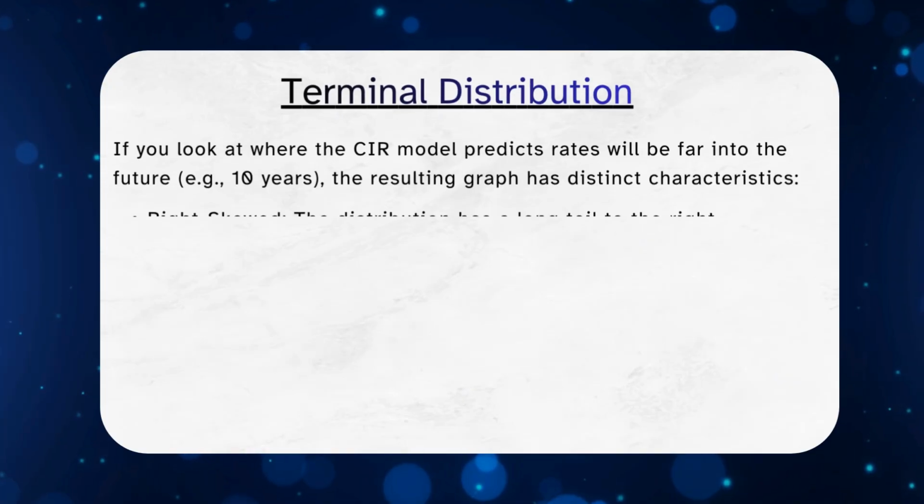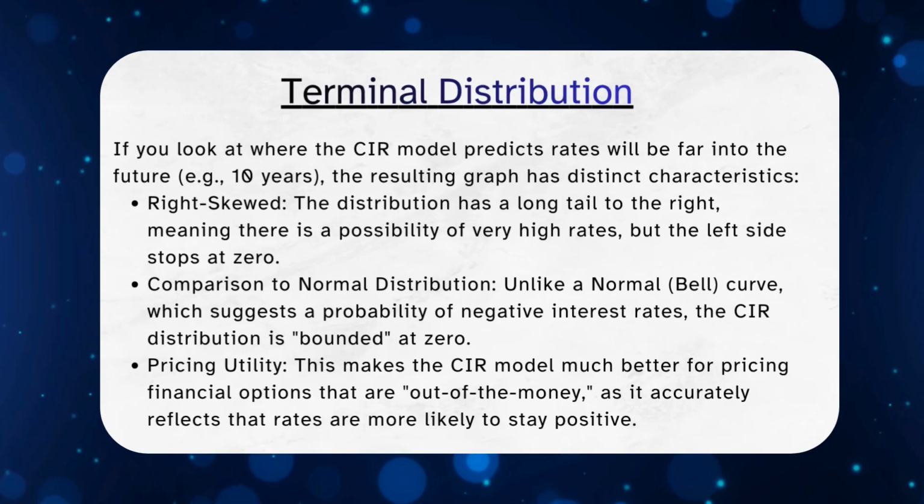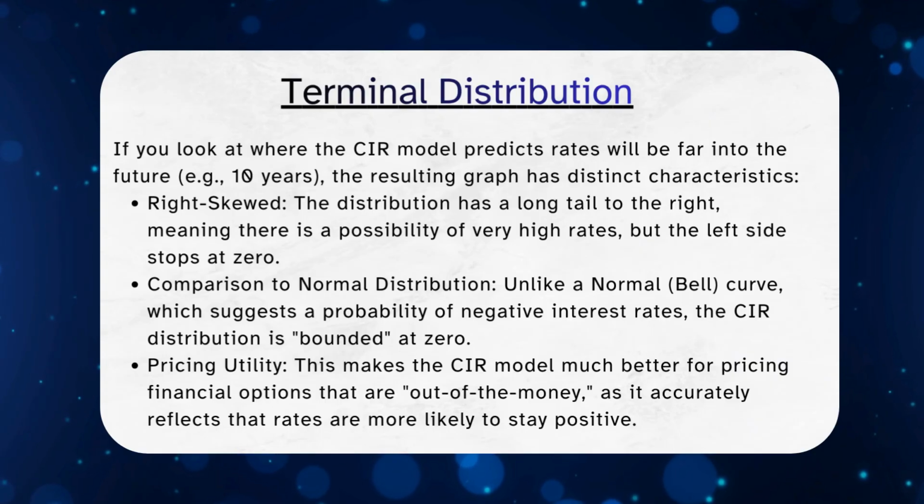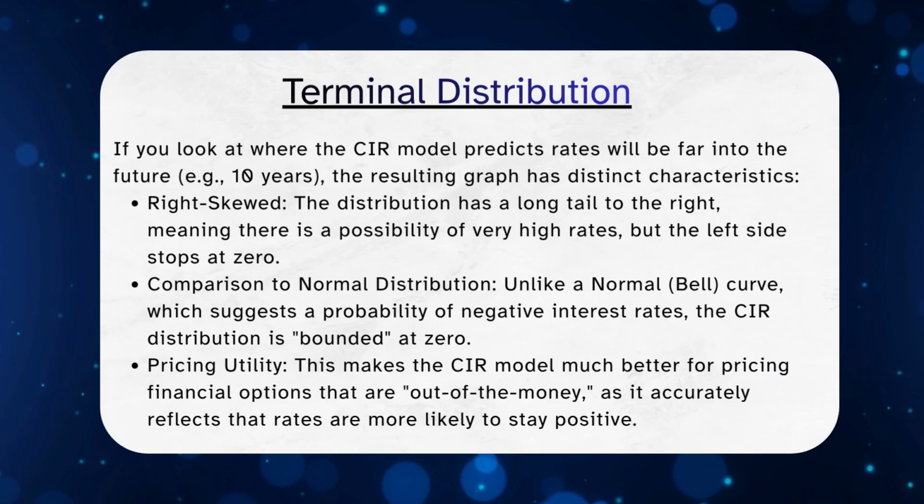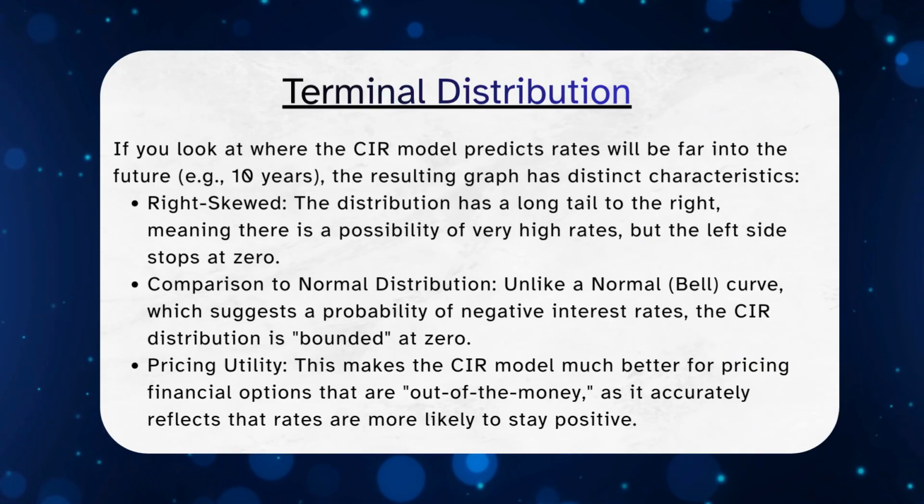Finally, let's look at the long-term horizon. If we forecast where rates might be 10 years from now, the CIR model produces a very specific shape called a right-skewed distribution. Unlike a standard bell curve, which might incorrectly suggest a high probability of negative rates, the CIR distribution respects the zero boundary. It shows a long tail to the right, acknowledging that while rates can technically climb quite high, they are physically blocked from dropping below zero.